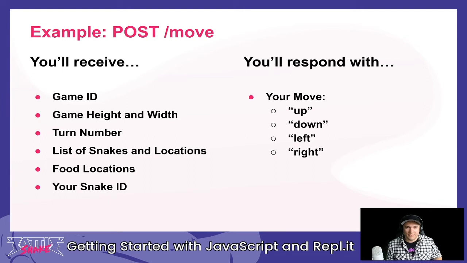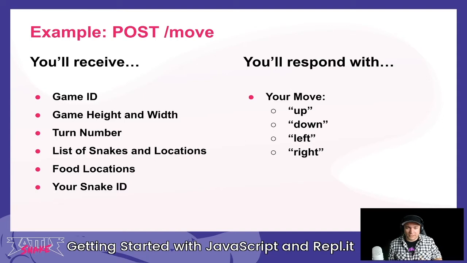Every turn of the game you'll receive a payload that includes a unique game ID, so you can identify what game this move is for. You'll receive a turn number, so you'll know what turn of that game you are currently playing. You'll get information about the game board height and width, as well as all the other Battlesnakes that are playing the game, their exact locations, your own Battlesnake and its exact location, as well as food positions on the board. So that's an idea of the information you have to make your decision.